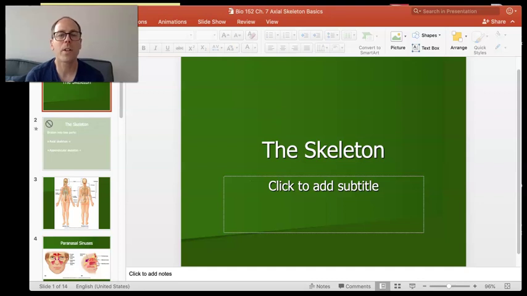Hey y'all, I just wanted to do a quick rundown of some specialized skeletal structures that you find in the axial and appendicular skeleton. This is a little bit more related to the physiology but also the anatomy, so this is kind of halfway in between.